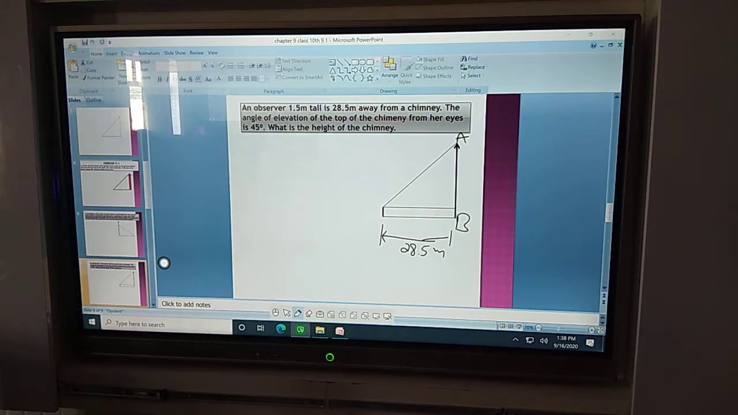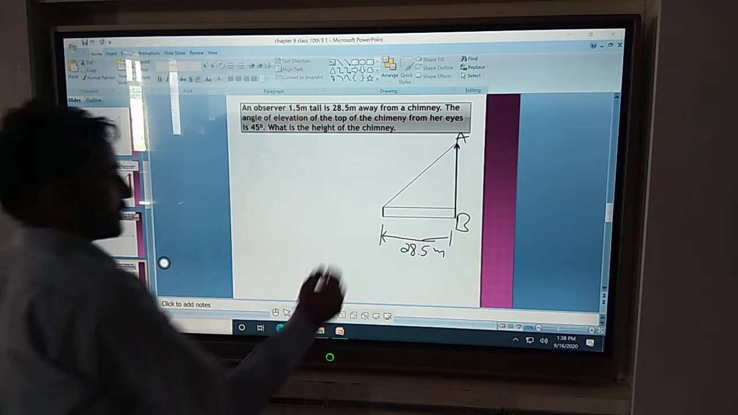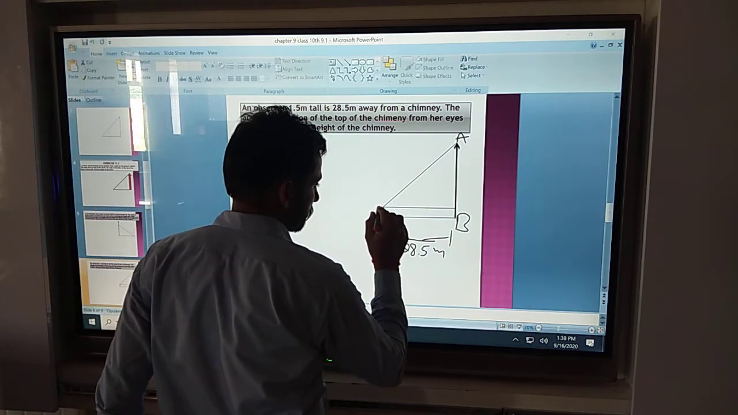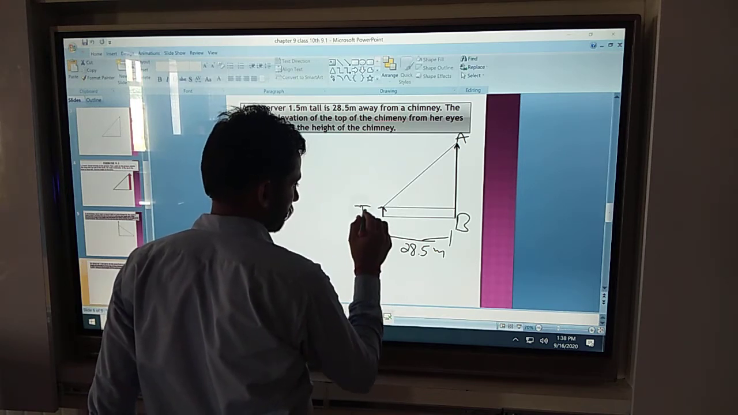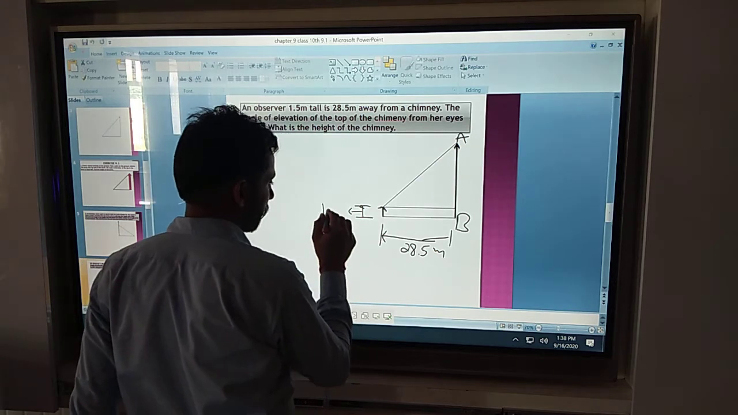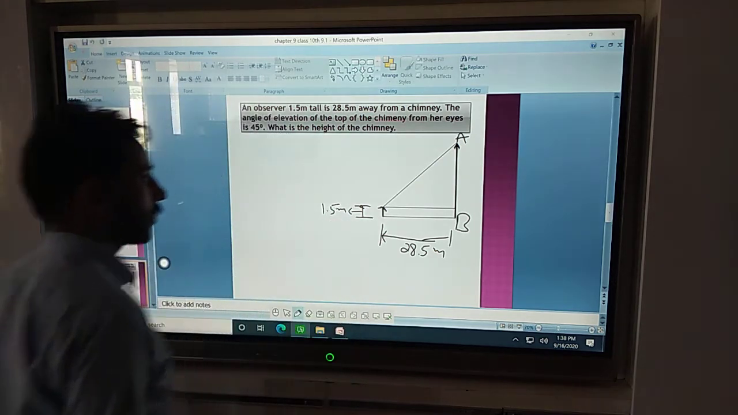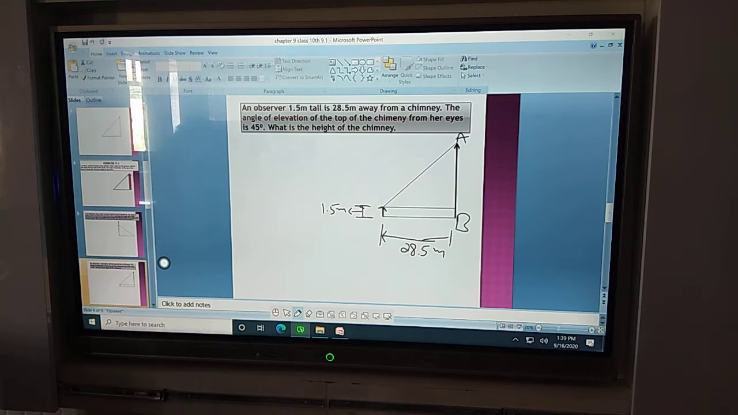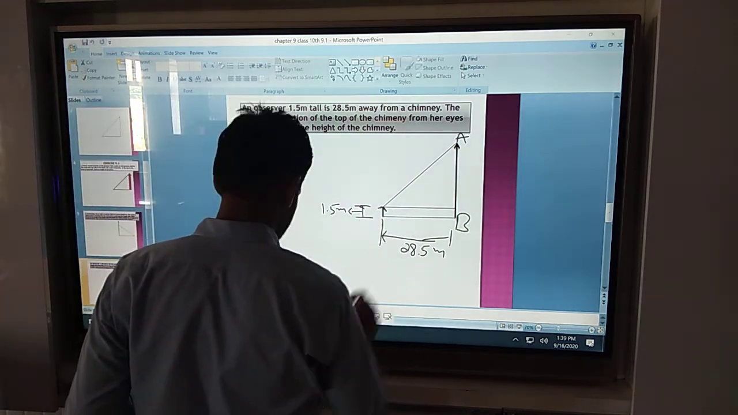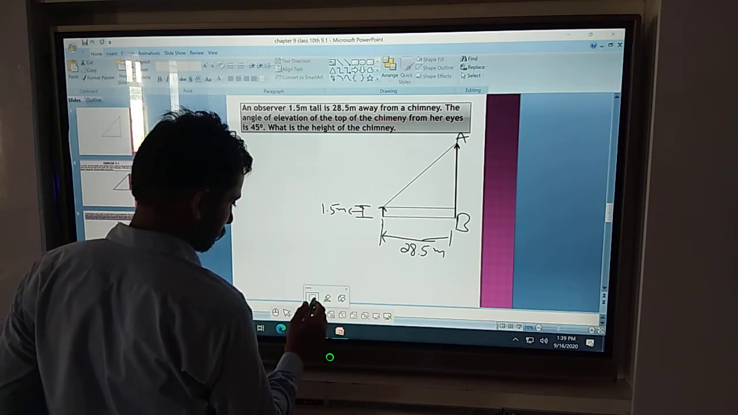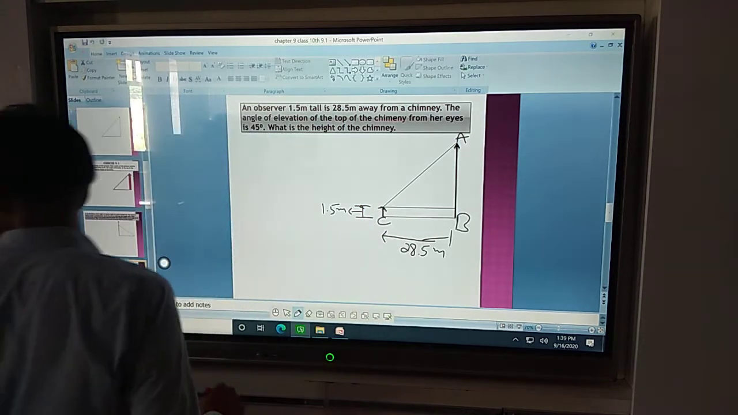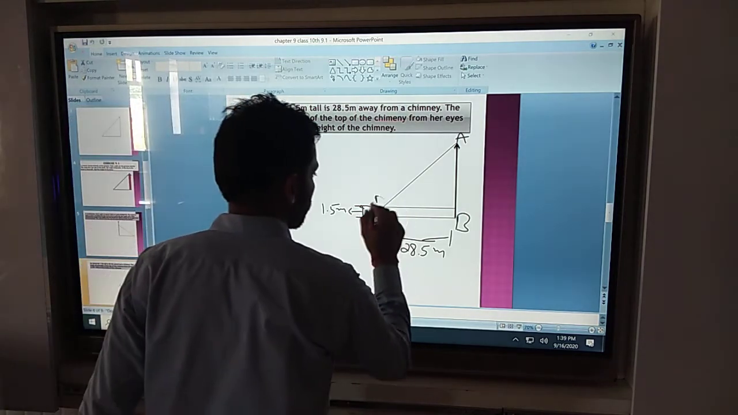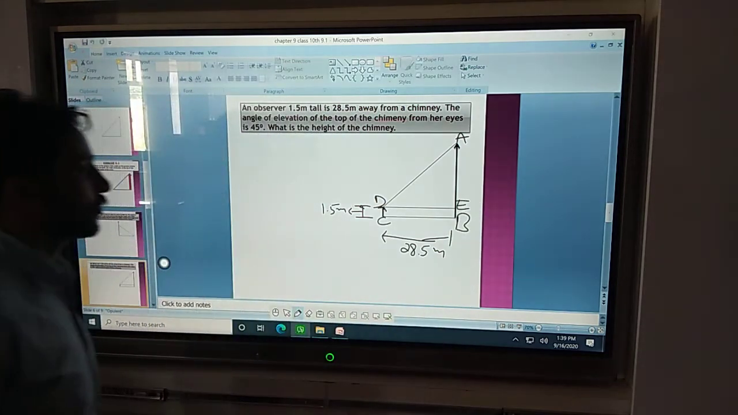One thing more: the observer is 1.5 meter tall. Meaning, if this is the observer, the height of the observer is 1.5 meter. Suppose these are the points A, B, C, and D, E. We have to find AB.